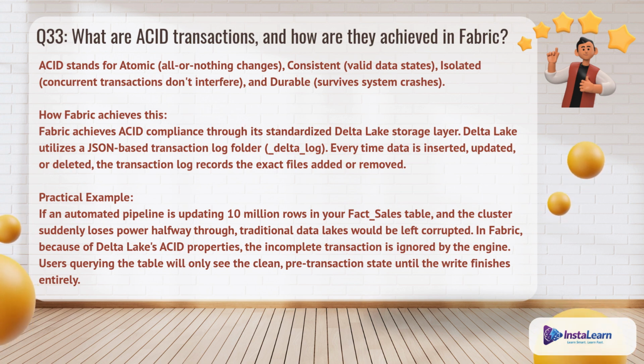Practical example. If an automated pipeline is updating 10 million rows in your fact_sales table, and the cluster suddenly loses power halfway through, traditional data lakes would be left corrupted. In Fabric, because of Delta Lake's ACID properties, the incomplete transaction is ignored by the engine. Users querying the table will only see the clean, pre-transaction state until the write finishes entirely.